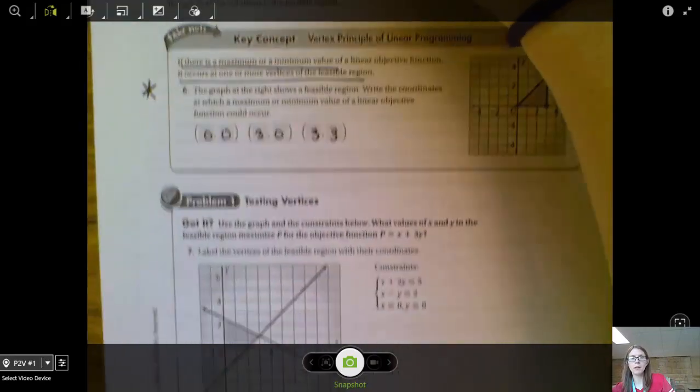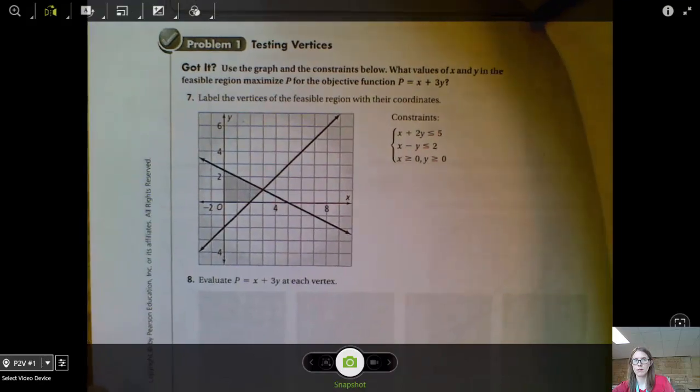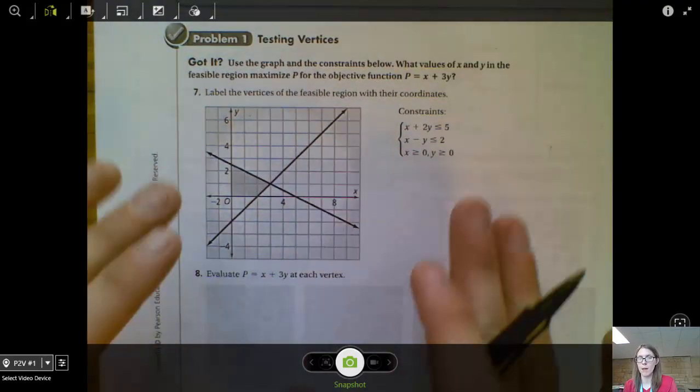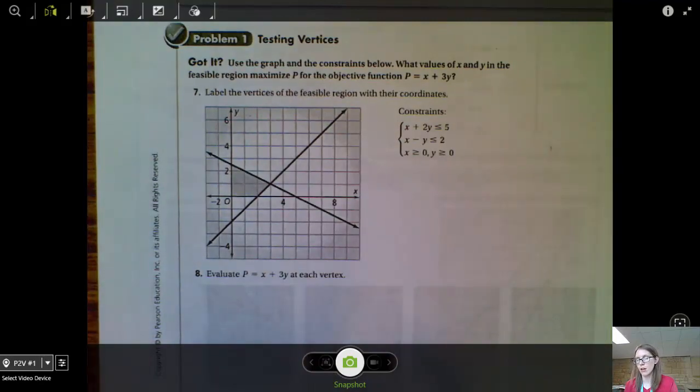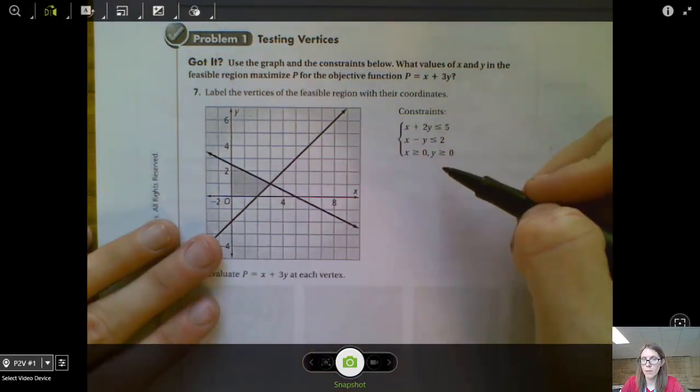All right, so problem 1 here, we are going to test vertices. Okay, and we're going to use this graph. So this problem is guided a lot more with that for us. And then our next problem, we are going to actually write our system of constraints from a word problem. We are going to use this graph and the constraints below.